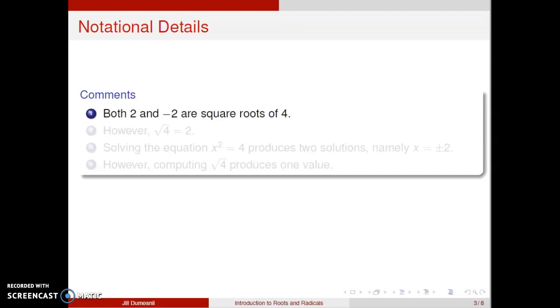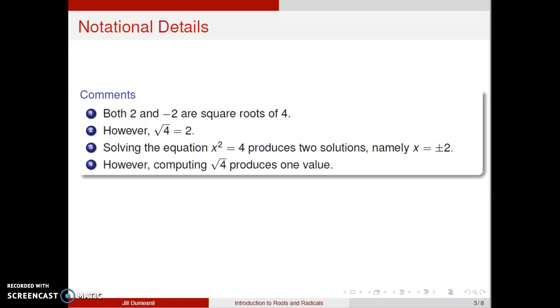Both 2 and negative 2 are square roots of 4 because 2 squared equals 4 and negative 2 squared equals 4. However, the square root of 4 equals 2 because we're using the square root symbol. Similarly, the equation x squared equals 4 produces two solutions, namely plus and minus 2. But computing the square root of 4 produces only one value.